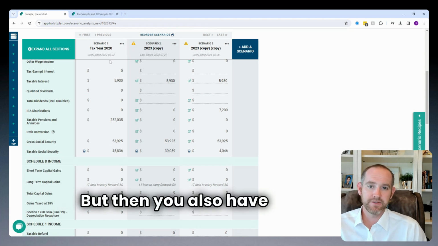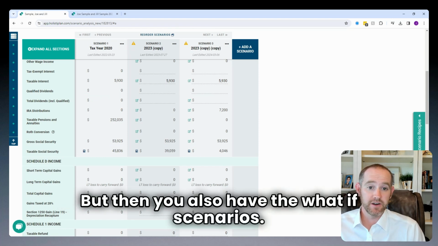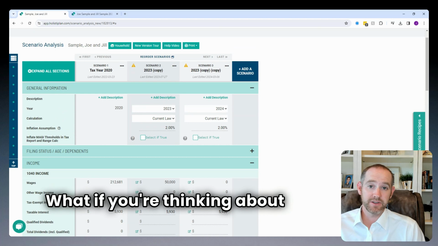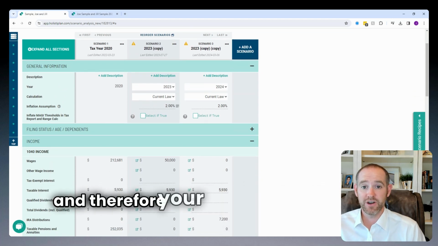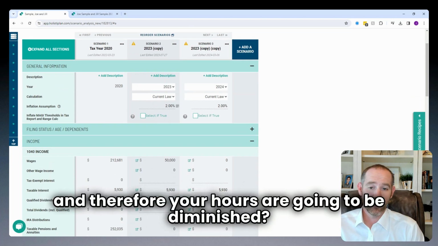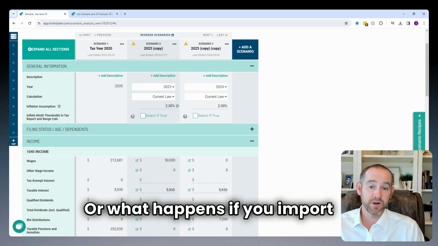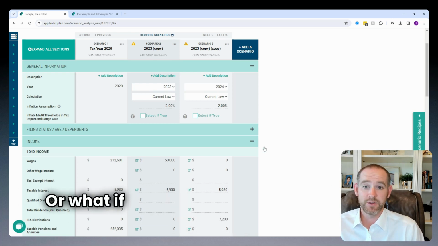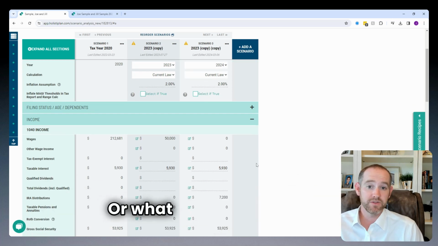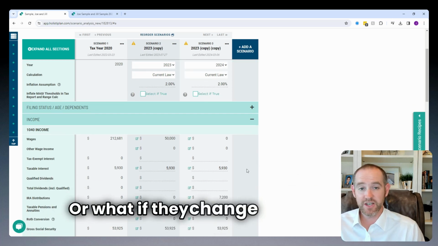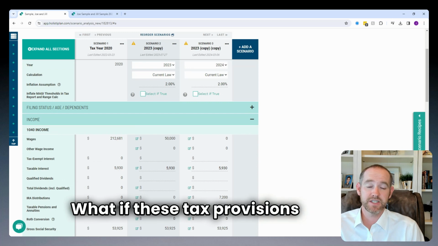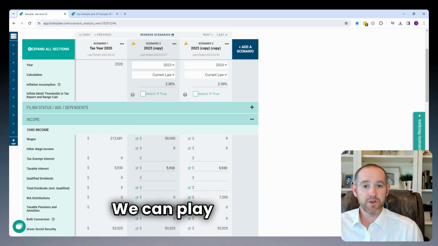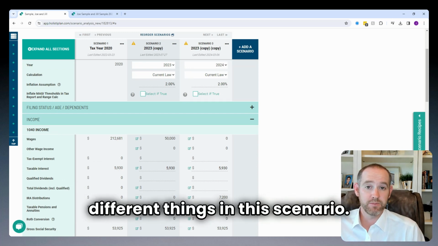But then you also have the what if scenarios. What if you're thinking about cutting back on your work and therefore your hours are going to be diminished? Or what happens if you implement a Roth conversion strategy? Or what if you have more dividend income next year? Or what if you sell a house? Or what if they change the tax rules? What if these tax provisions sunset? We can play with all of those different things in this scenario builder.